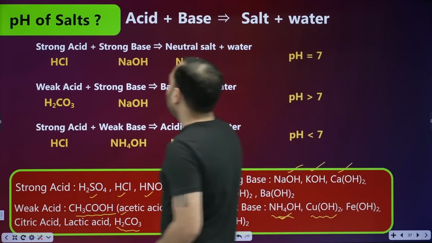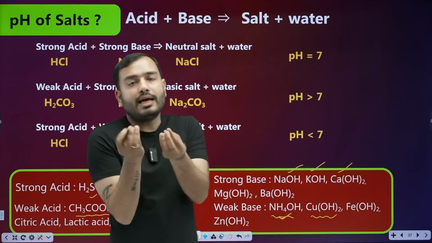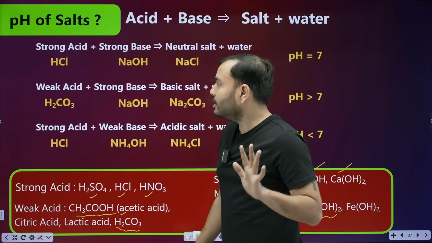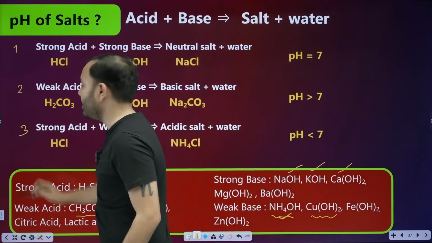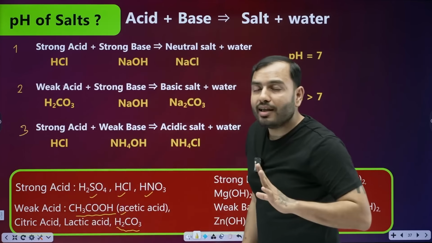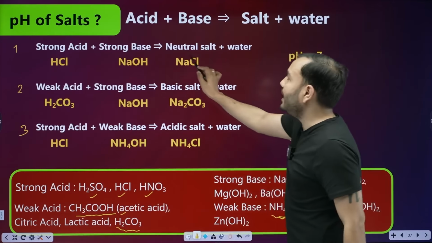Let's move on. Now we have to tell what the salt is. How is the salt, acidic or basic? There are 3 steps. You will understand this in 3 steps: 1, 2, 3. First one: salt is made up of which components? Acid and base. Let's assume I have NaCl.